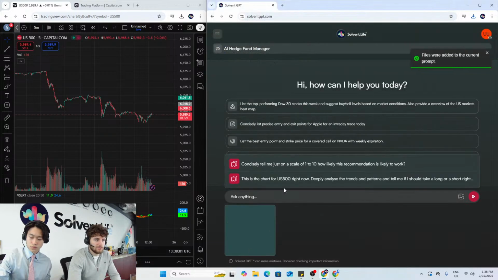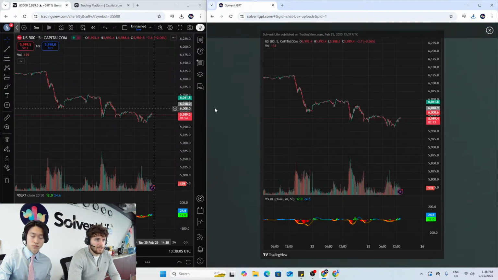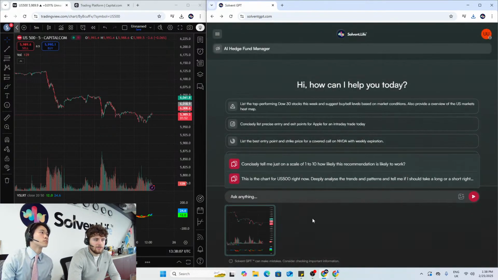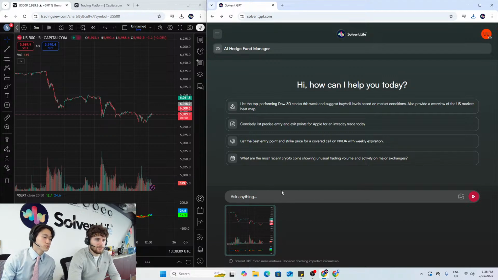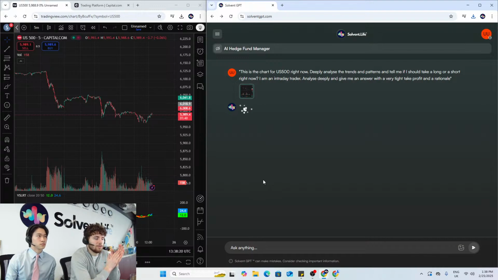But here we go. We've just attached the image of the US 500 that we've just taken. As you can see, side by side, identical. We are now going to ask one of our pre-made prompts. This is the chart for the US 500 right now. And we're going to look for some entry and exit points that we can potentially place a trade on and make some return from.